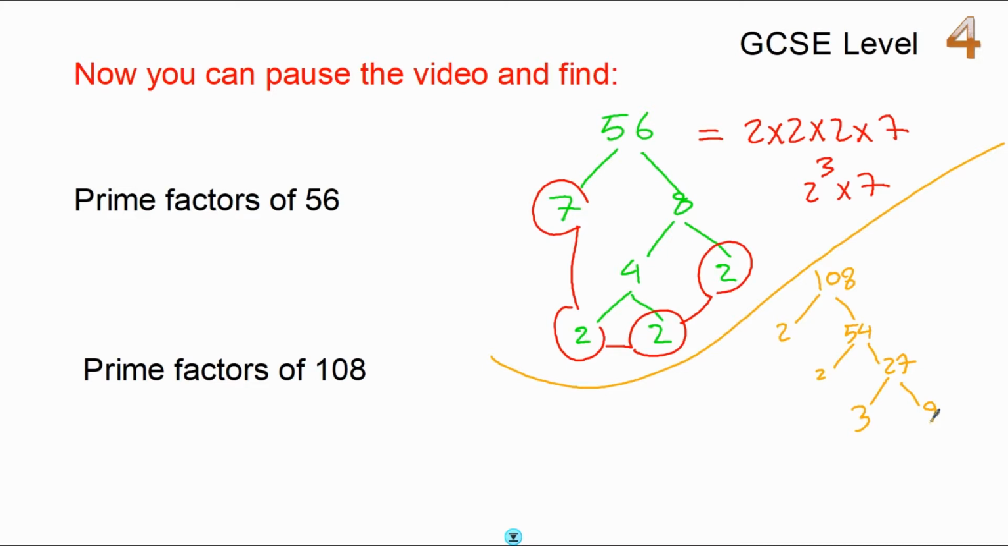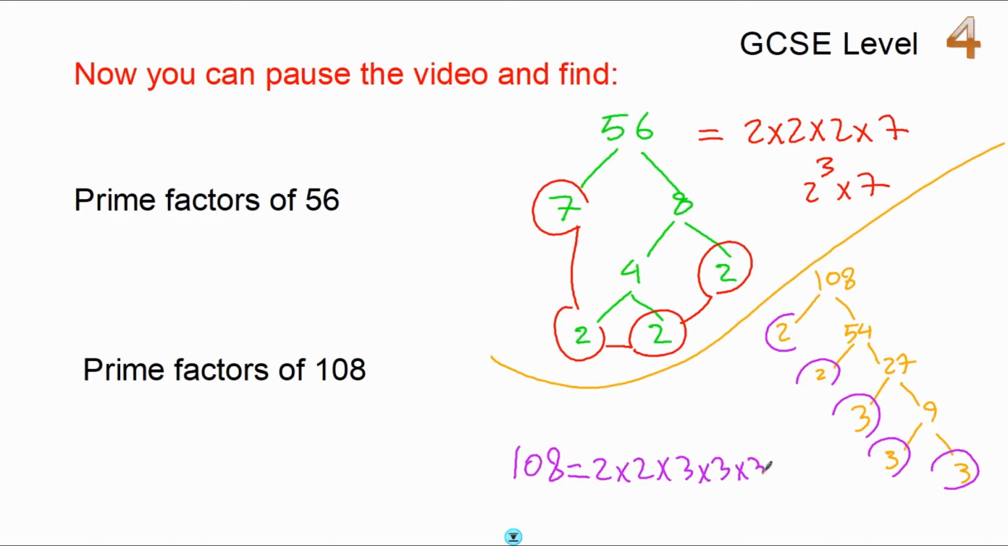So 9 again, starting from the first prime number, which is 2, it is not divisible by 2. The next prime number is 3. Is it divisible by 3? Yes. So that would be 3 times 3. And we see the end numbers are now prime numbers. So we have to stop at this point. Therefore, 108 basically equals 2 times 2 times 3 times 3 times 3, and that is 2 to the power of 2 times 3 to the power of 3.